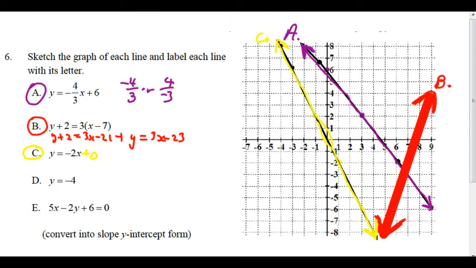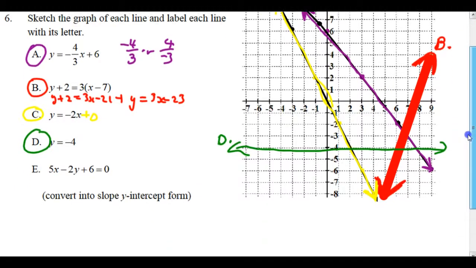Okay, what's next? Green. And y equals negative 4. Y equals negative 4 is a horizontal line. And so I'm just going to draw that in and put the arrows in and label that D. And now E, 5x minus 2y plus 6 equals 0.